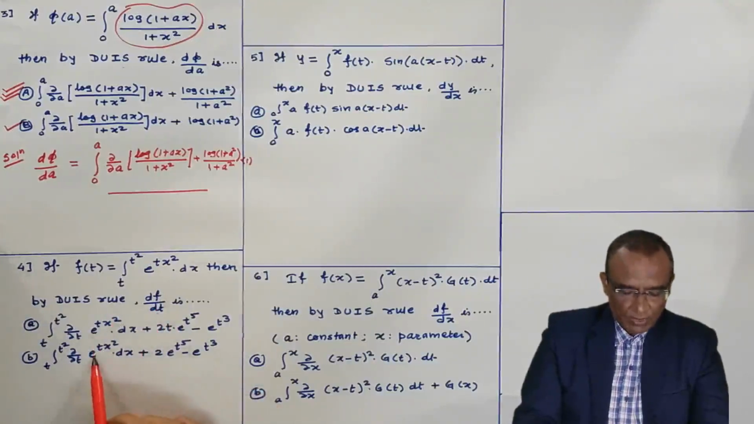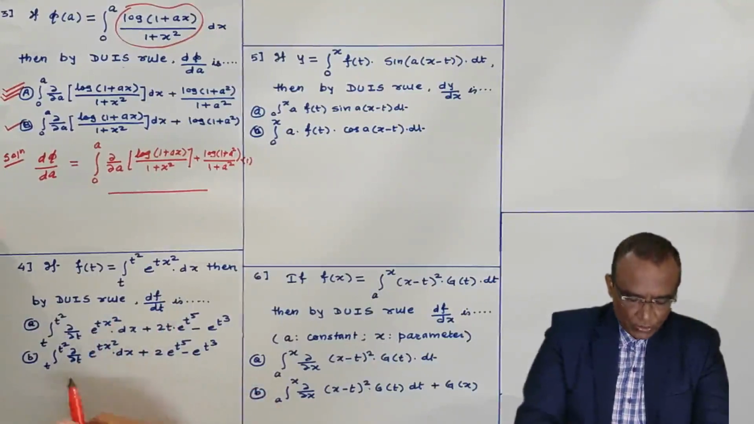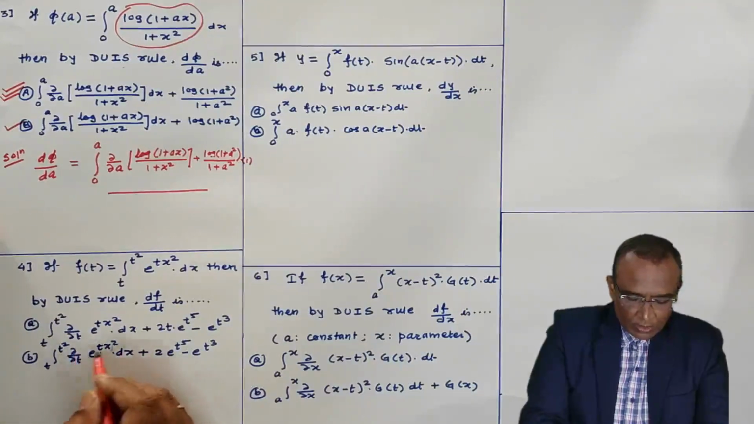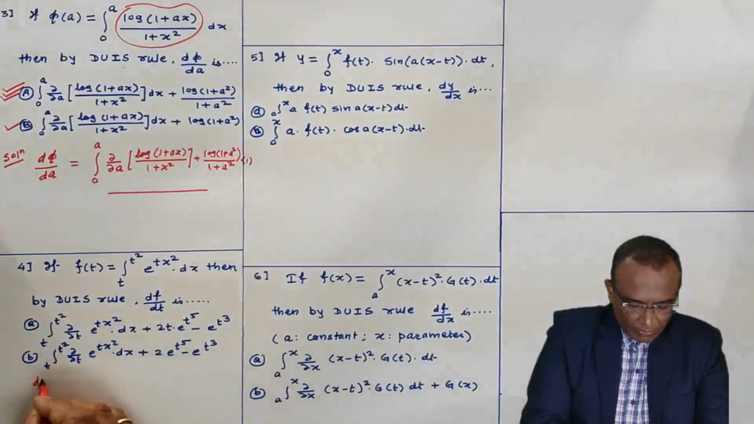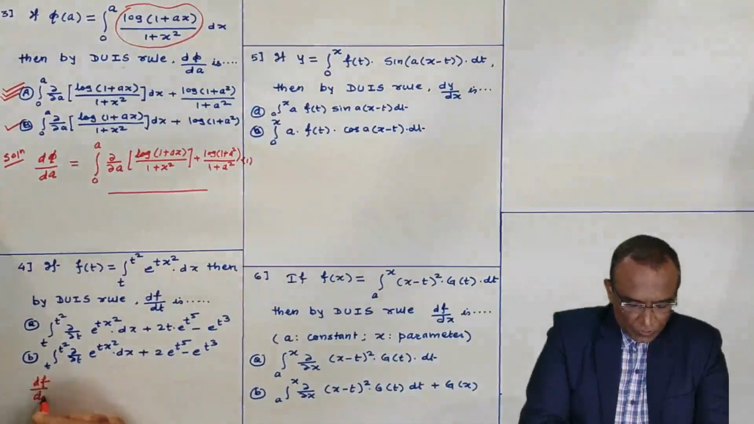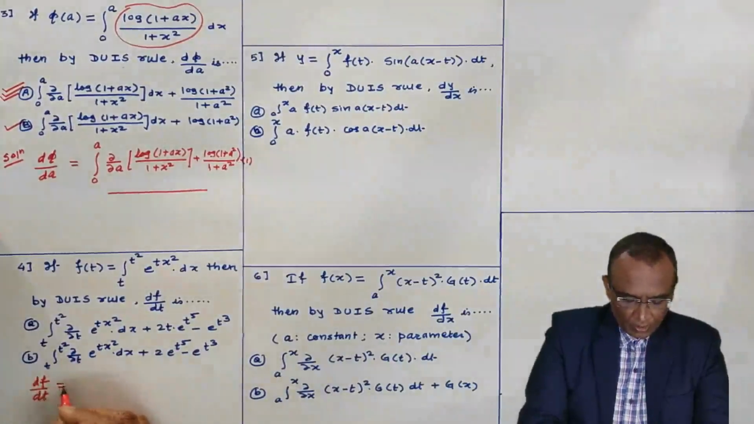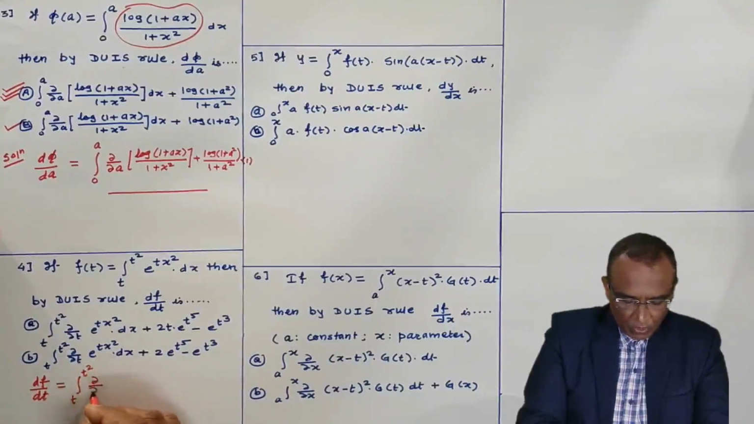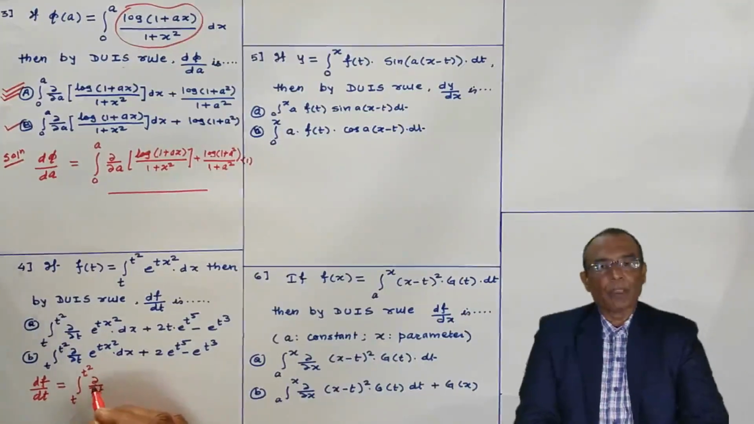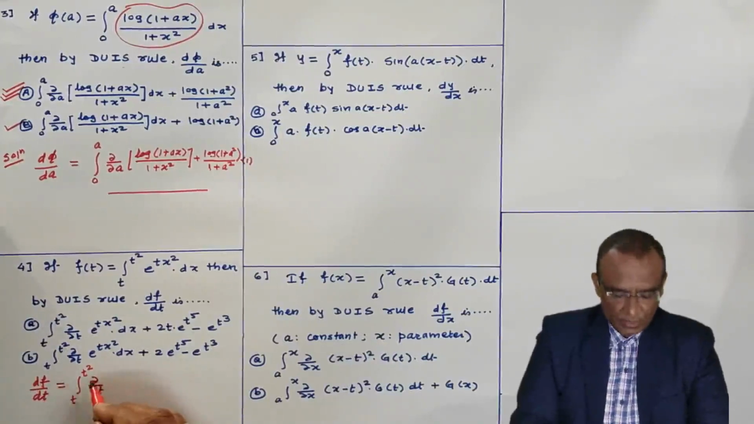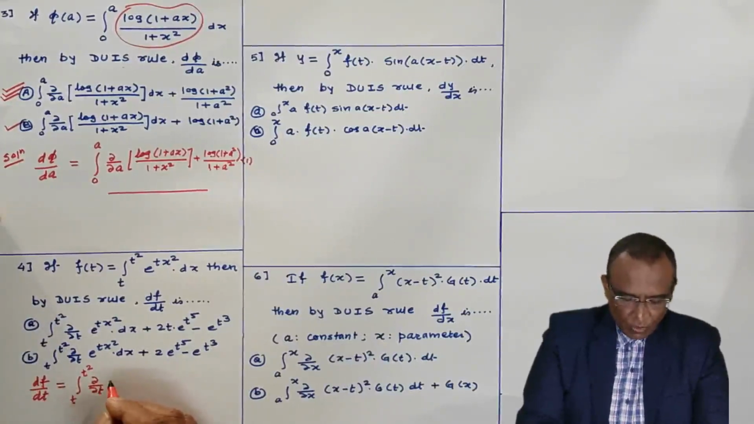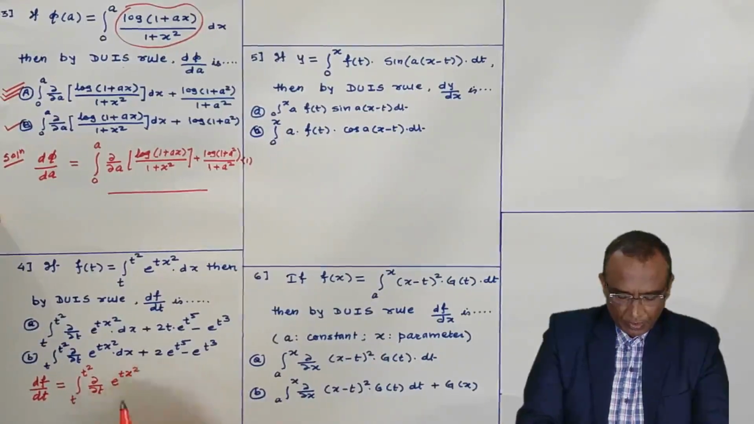Two options are again given. Out of the 2, any one I have to choose. df by dt, the derivative with respect to t. By the second Leibniz rule, how do you write it, from t to t square? Write d by dt inside of the integral. When the derivative is coming inside of the integral, it will become del del t of the function, which is e raised to tx square. dx is as it is.